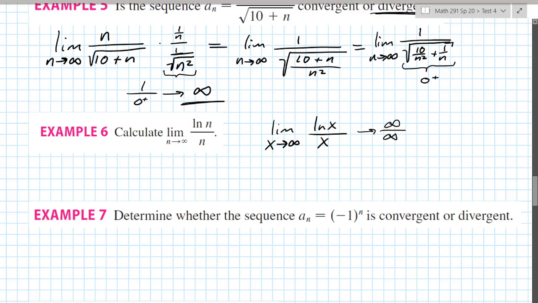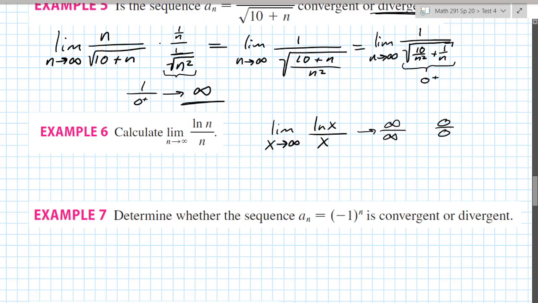We've got ln of x as x goes to infinity is infinity over x is infinity, so we can apply L'Hopital's rule. Just a reminder, we can only apply L'Hopital's rule for the indeterminate types of infinity over infinity or 0 over 0, and when, of course, you've got differentiable functions here.